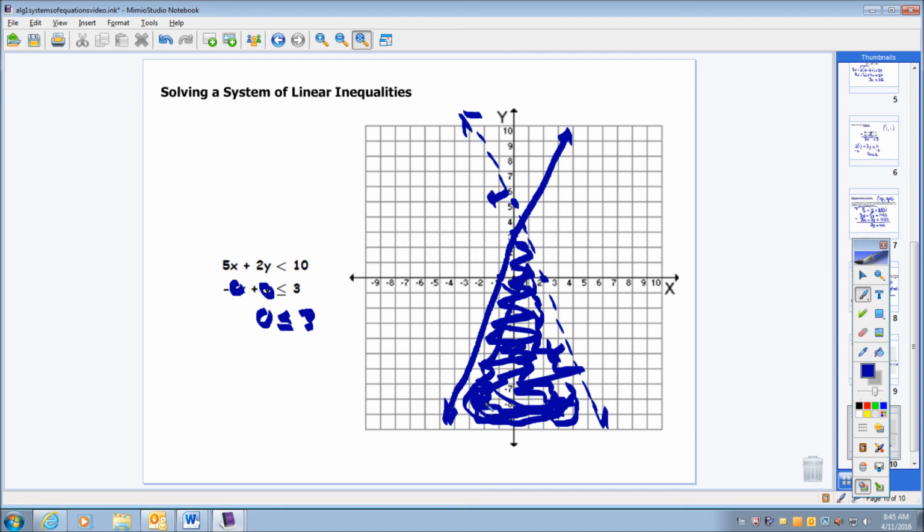And again, to check it, what you could do is pick a random point. I use a little red dot. This is like 0, -4 right here. That's just the point I'm going to check. So if I plug in a 0 for x and a -4 for y in both inequalities, you will see that both of these are actually true. So that's a great way to check it.